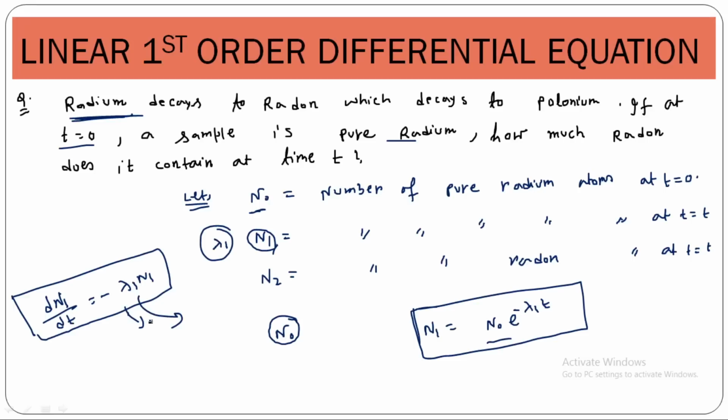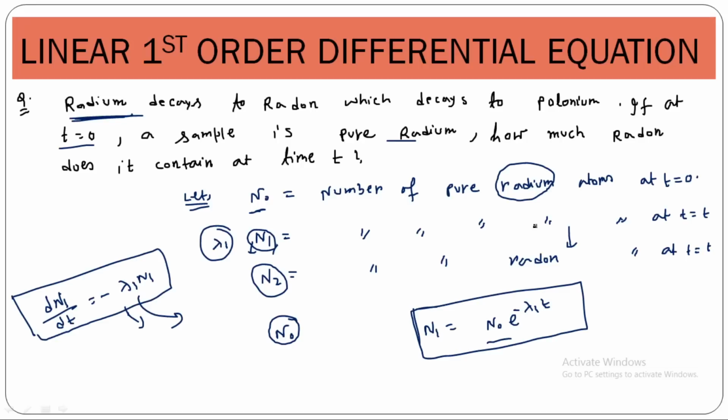Now what we have is that the rate at which radon is being created is the rate at which radium is decaying. So when radium decays, radon is created. So N1 is decaying and N2 is created. Now how can you manage this by using the differential equation? So first you have radium. When radium decays, the rate equation will be dN1 upon dt is equal to minus lambda 1 N1.